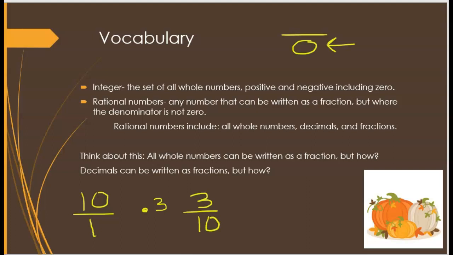So, whole numbers, decimals, and any fraction you can think of are rational numbers. Okay, these are all rational numbers. So now let's do some work with them.